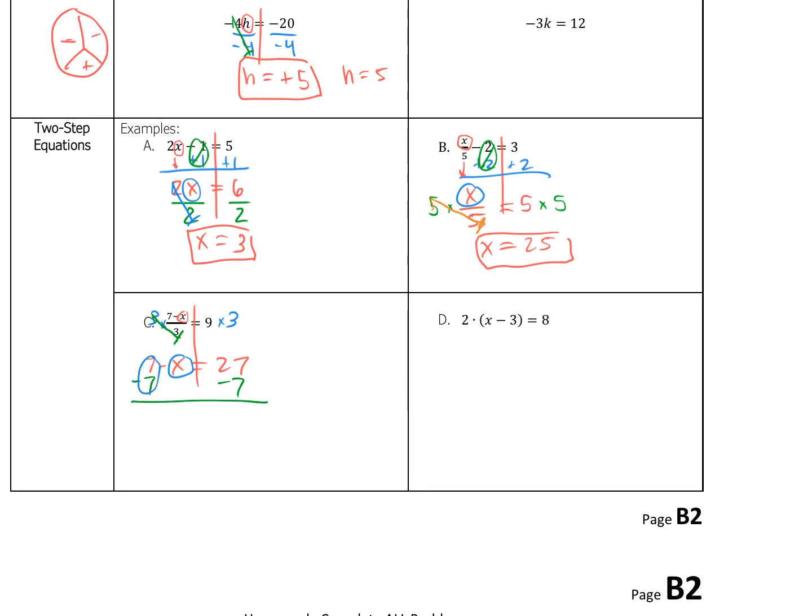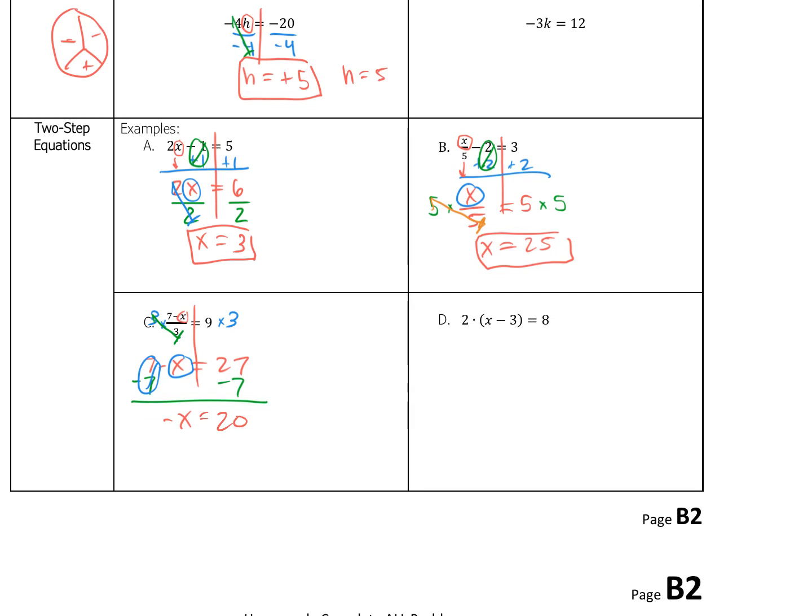That forms a 0. So I have negative x. Don't forget that negative. That negative drops down with it. And then 27 minus 7 is 20. But I'm not done yet. I have negative x equals 20.